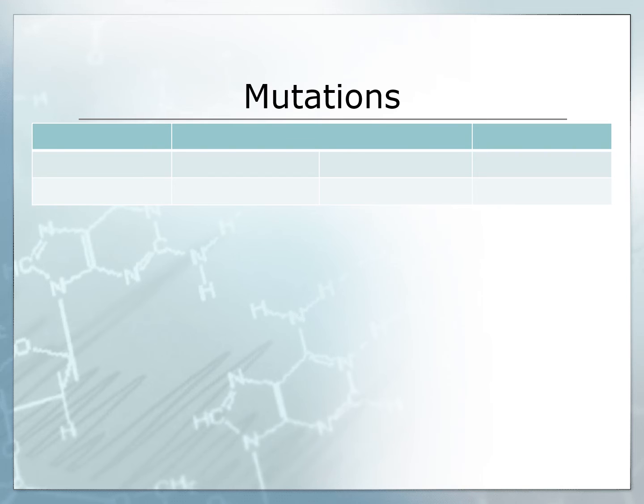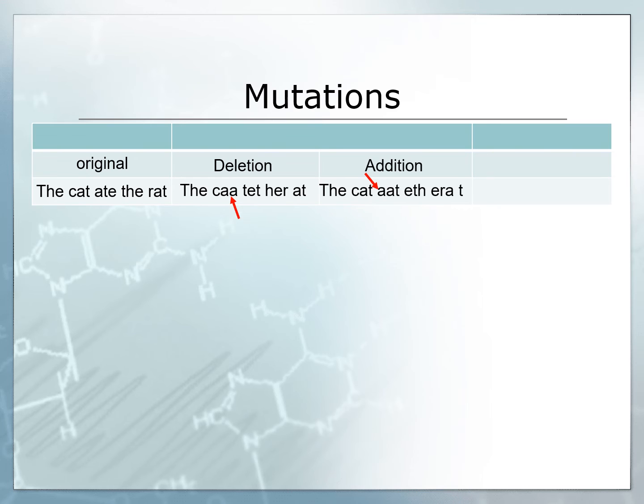I am going to use a simple sentence to model some simple mutations. My original sentence is, the cat ate the rat. If a deletion is made, the resulting sentence does not make sense at all. The same type of mess happens if there is an additional letter or insertion that is placed in the sentence. All the downstream words are affected by the addition or deletion. This is called a frame shift mutation, and the resulting protein will not function.